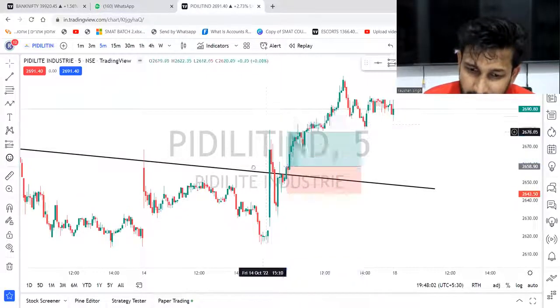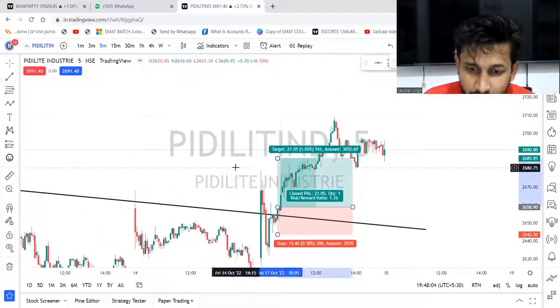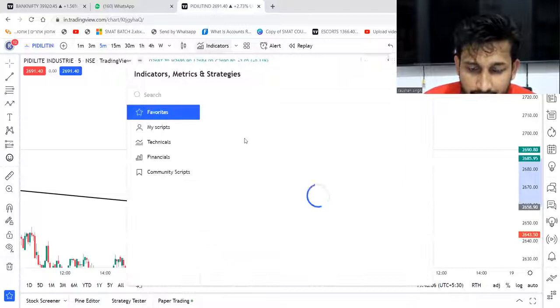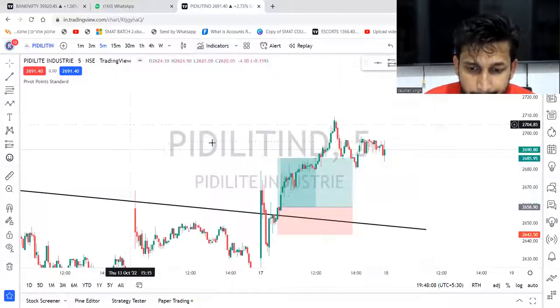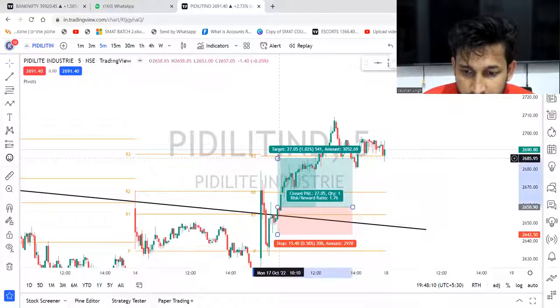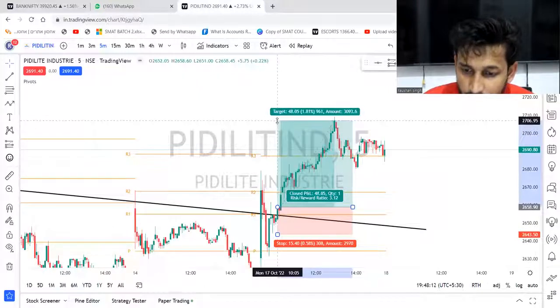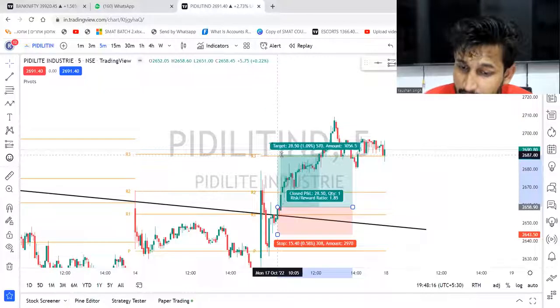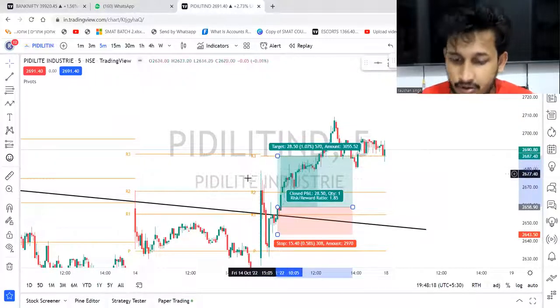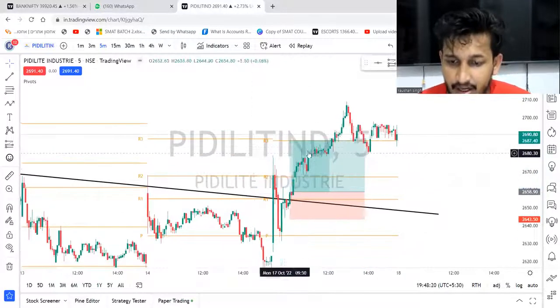Where we have to keep the stop loss logically, I'll tell you. And till what level it has gone, if I go by pivot points, the market has gone up to here, almost giving 48 points. But even if we keep it over here, 28 points is more than enough.